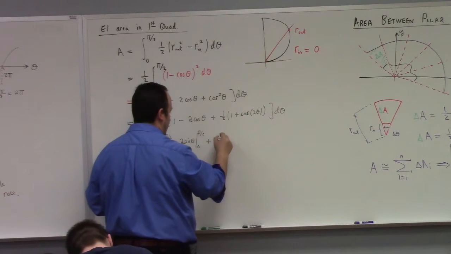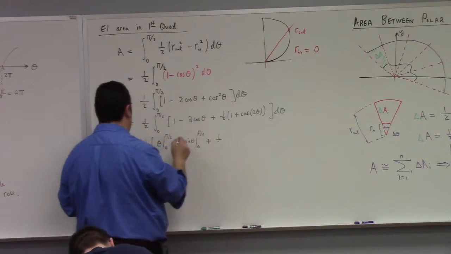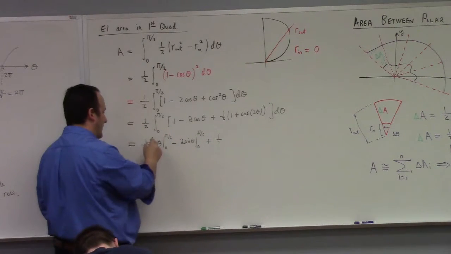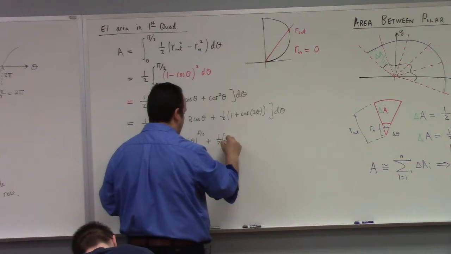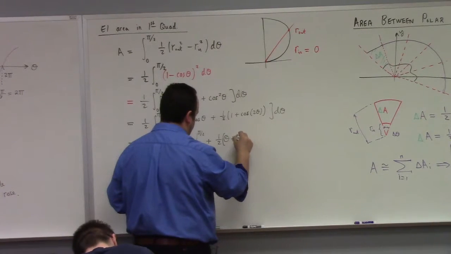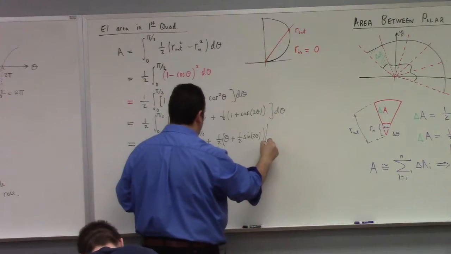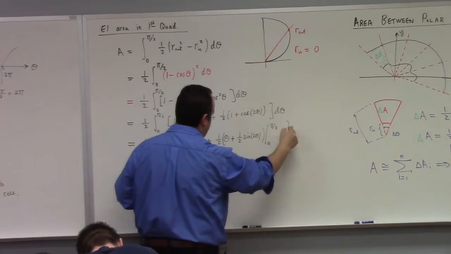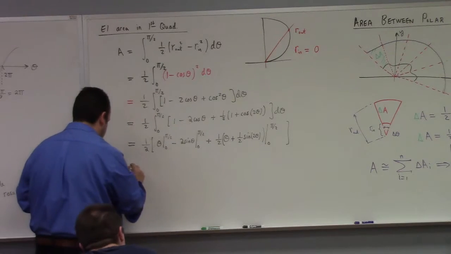Oh, man, I should have kept that. Should I distribute the 2 through? I put the 2 out front here. I'll stick with it. So 1/2 theta plus 1/2 sine 2 theta, evaluated from 0 to pi over 2. All of that multiplied by the half out front. How's that work out?